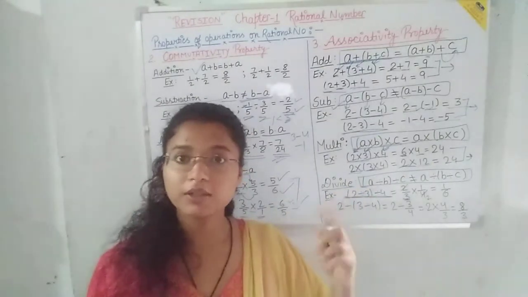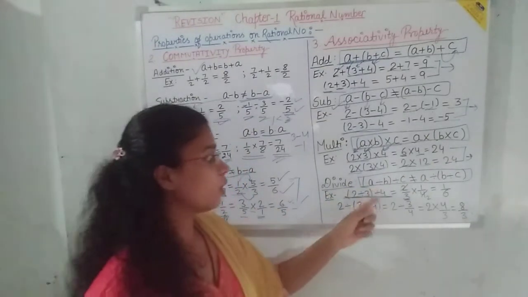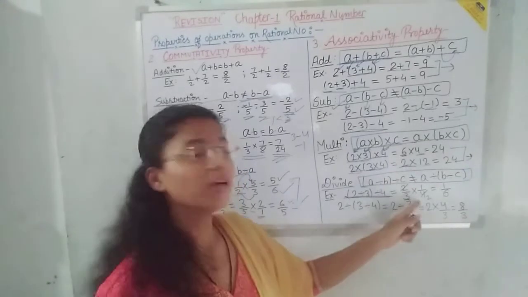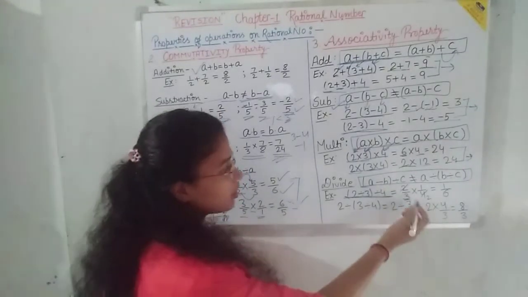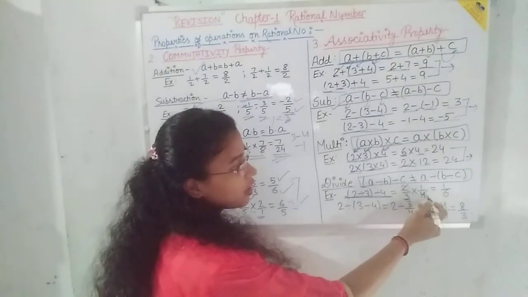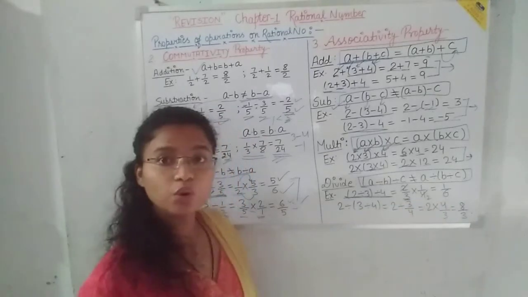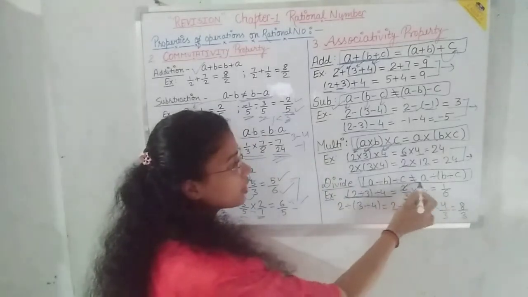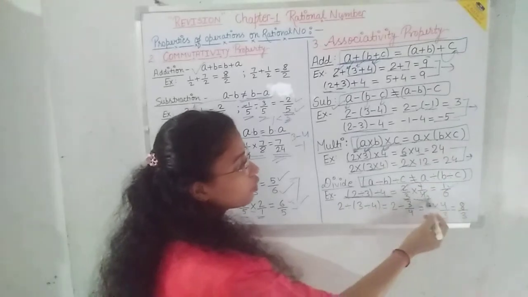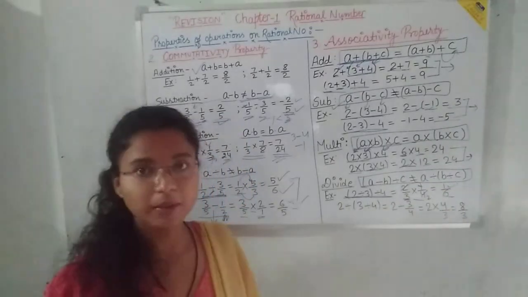When you convert this divide into multiply, this will become the reciprocal, meaning 1 by 4. Now you can cancel this. By 2 you can cancel this, and here you will get 2. So when you multiply, 1 into 1 will give you 1 and 3 into 2 will give you 6. You will get 1 by 6.